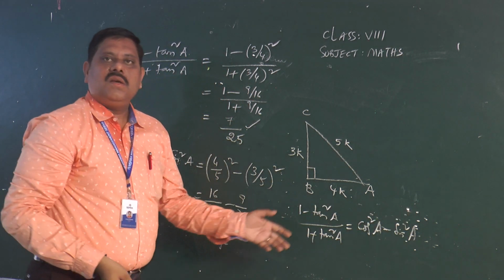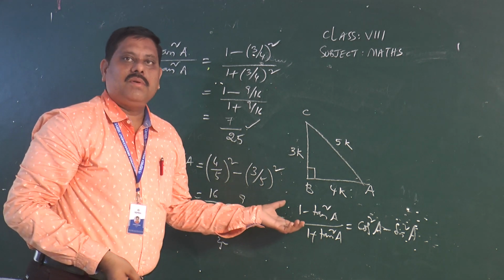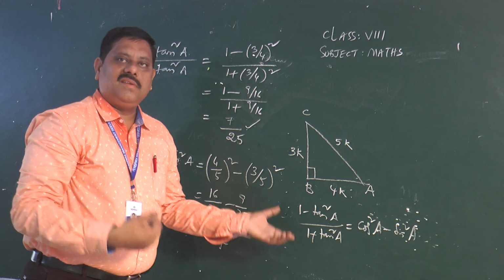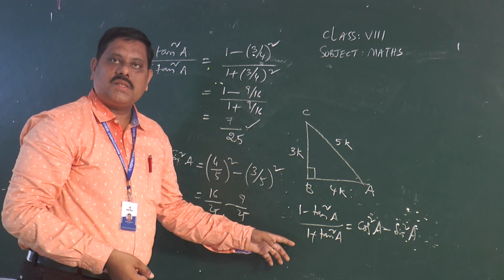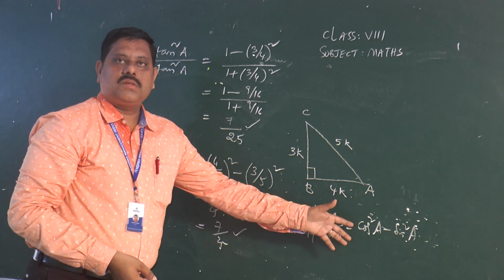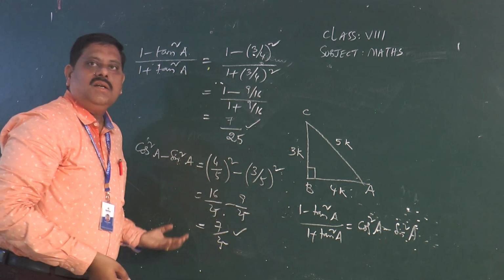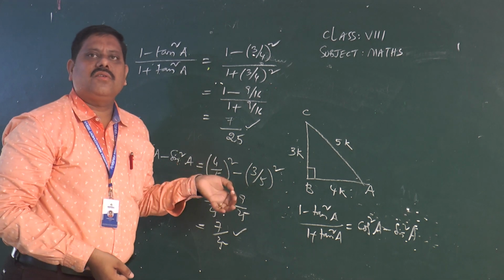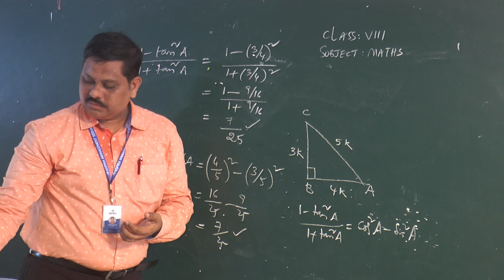In later classes, we will come to know that it is a formula, that is cos 2A. In multiple and submultiple angles of trigonometry, we will learn it as the formula for cos 2A. So 1 minus tan square A by 1 plus tan square A is cos square A minus sin square A. Without saying it as a formula, we are proving it using the sides of the triangle, basic trigonometric ratios. Fine? Good. Now, let us move to the next question.